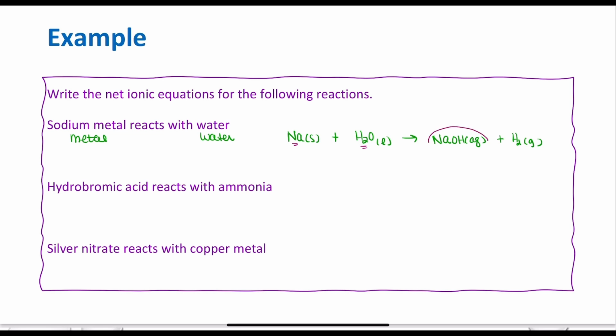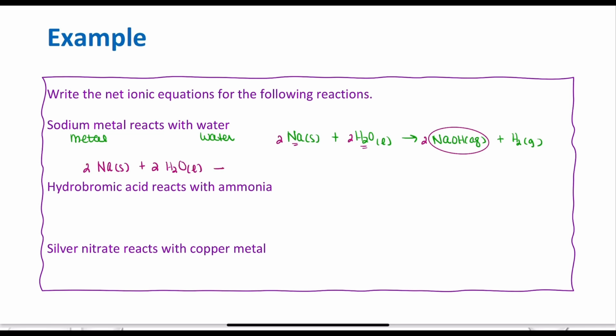What I have to recognize is that I want net ionic here, and this is a strong base, meaning it splits apart in water. So my true net ionic here: Na solid, 2 moles of H2O. We're going to balance this out in a minute. You're going to need a 2 in front of here, a 2 in front of here, and a 2 in front of here to actually balance this out. That's where these numbers are coming from.